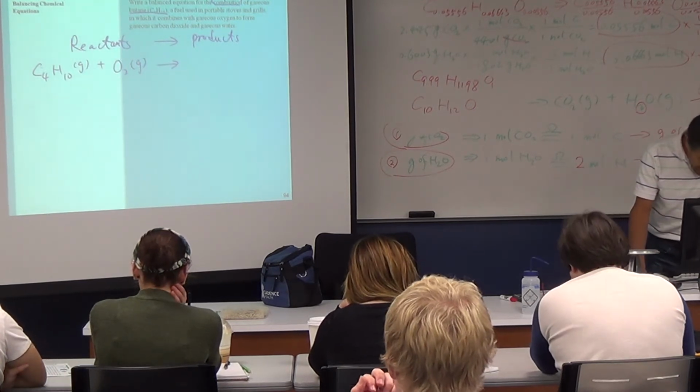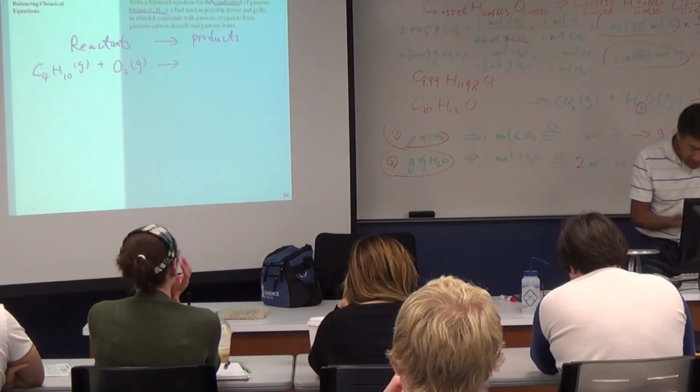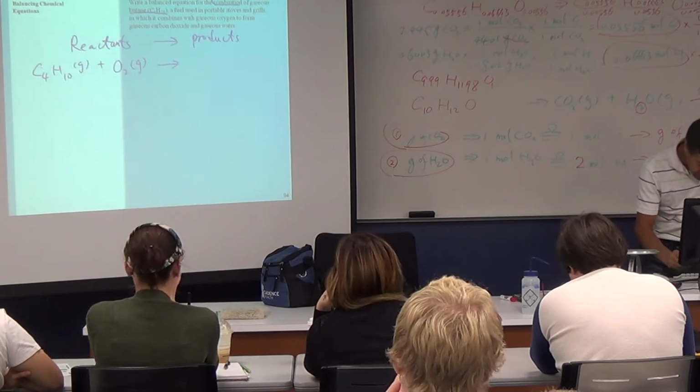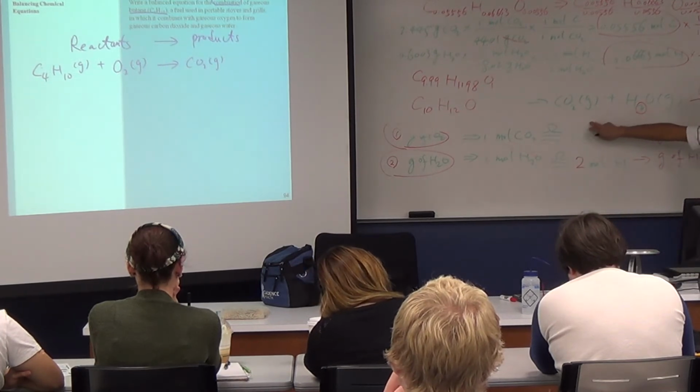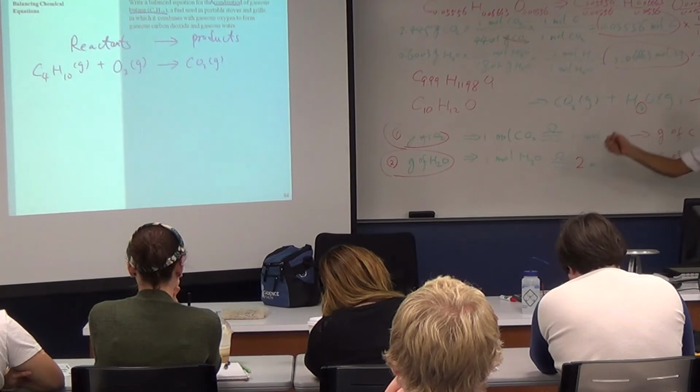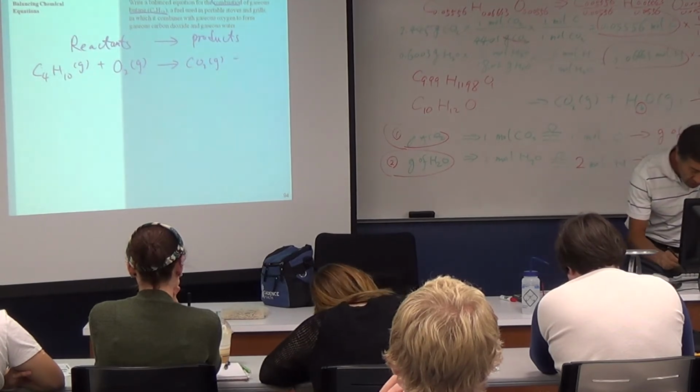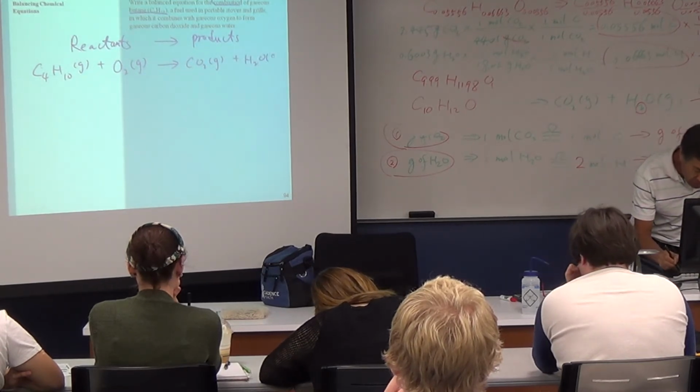What are our two products? Carbon dioxide and gaseous water. Yeah, so that is the equation we use. I remember the equation I use here. I write these two products, the CO2 and the other one, the H2O gas.